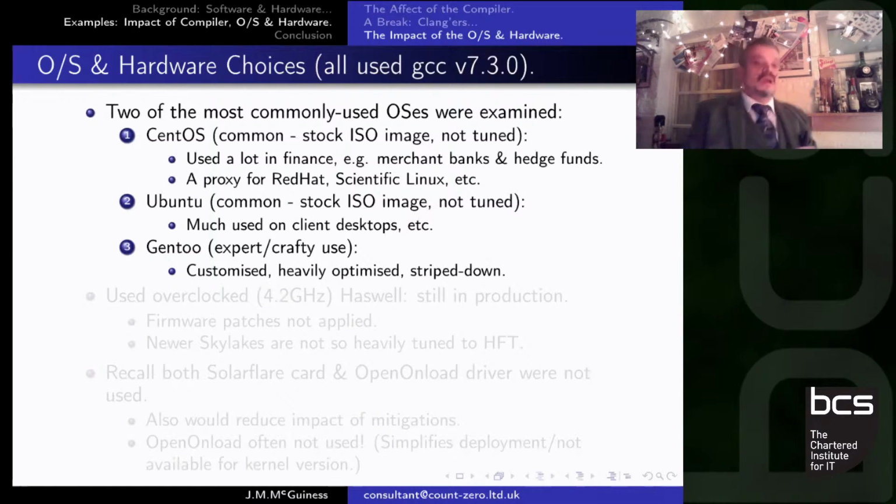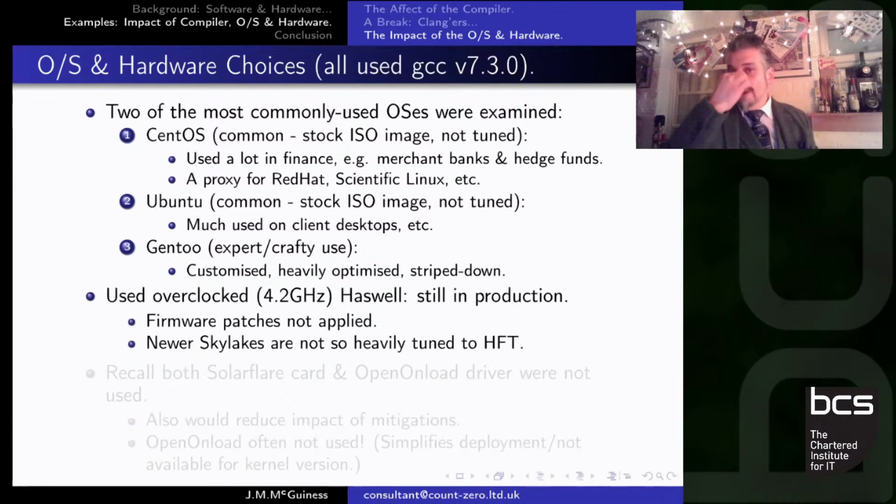Okay, what about the operating system? We've got many operating systems. The City tends to use for HFT a variant of Linux, generally CentOS, because they don't like to pay for Red Hat. They use CentOS an awful lot. I used an ISO image, not tuned. I then used Ubuntu. And then all the results you've seen are from Gentoo. The hardware I used was another computer, an overclocked Haswell.